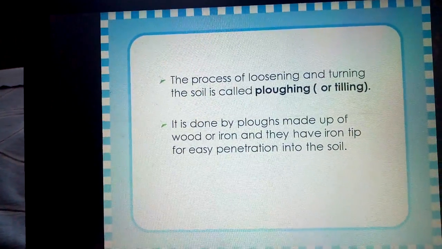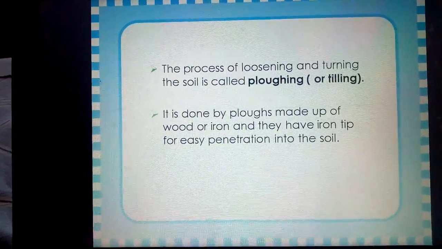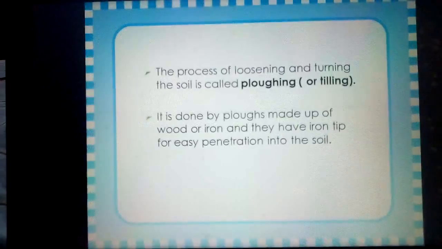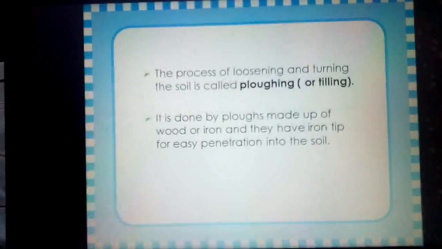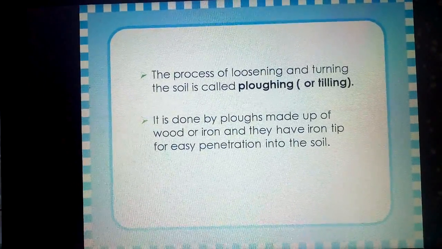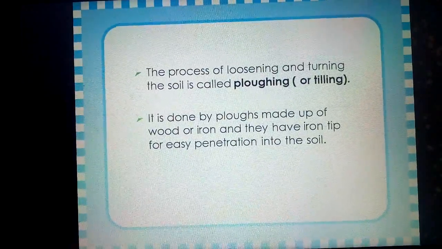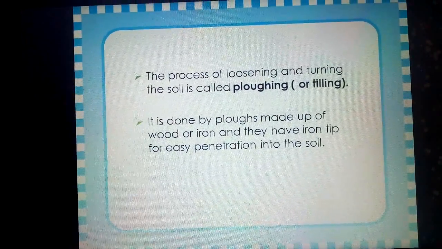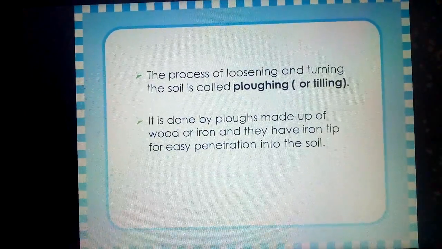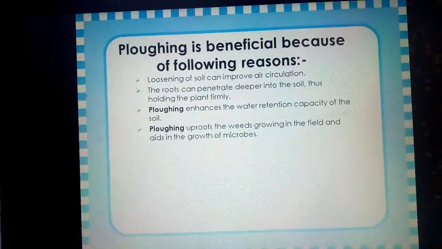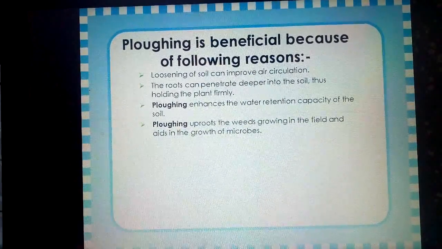Next, what is ploughing? The process of loosening and turning the soil is called ploughing. It is done by a plough made of wood or iron, and they have an iron tip for easy penetration in the soil.